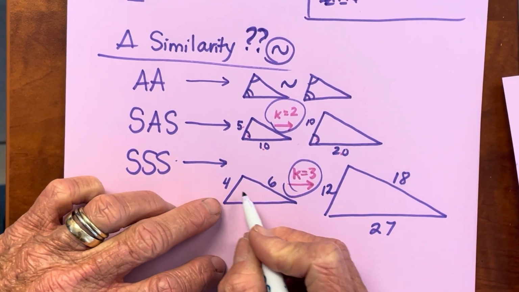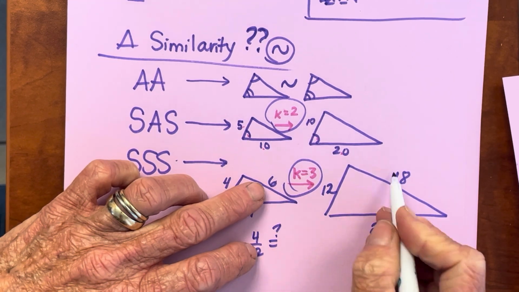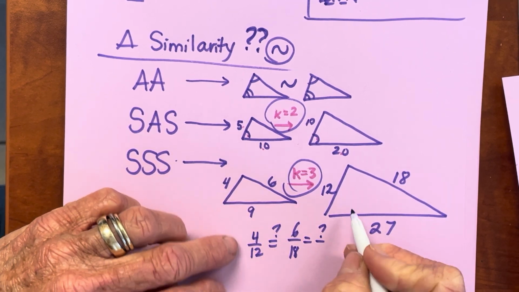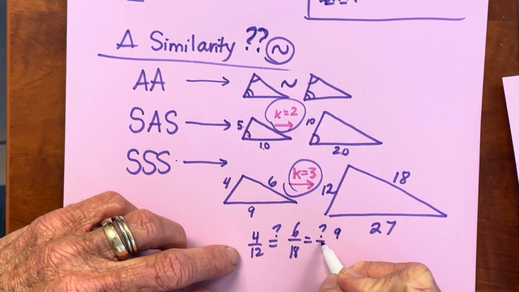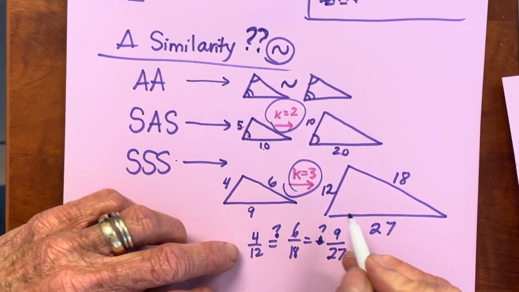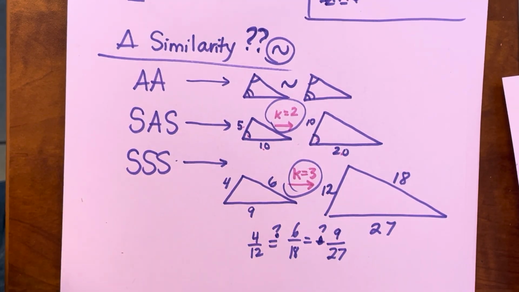So we could test them, and we could do 4 over 12. Is it equal to 6 over 18? And is that also equal to 9 over 27? And if the answer there is yes, then there you go. Those would be similar by side, side, side.